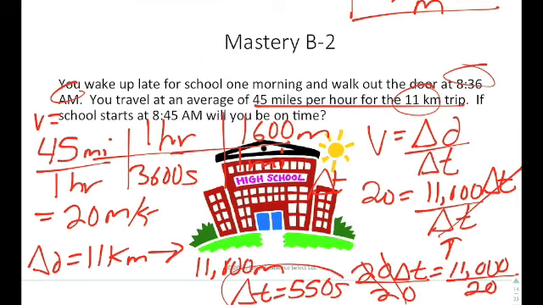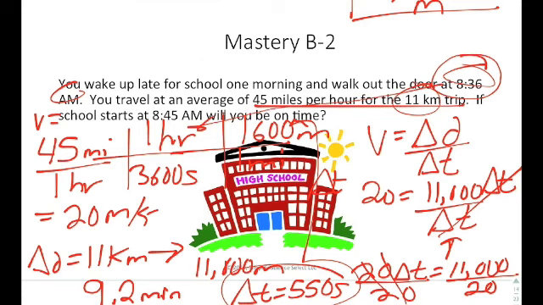But that doesn't really answer the question. The question is, will you be on time? And so what you need to do is say, okay, 550 seconds divided by 60 means that it's going to take me about 9.2 minutes. Now, if I leave my house at 8:36, that's 9 minutes to the 8:45 bell. But this is greater than 9 minutes. So since this is greater than the original 9 minutes, no, unfortunately, you're going to be late.